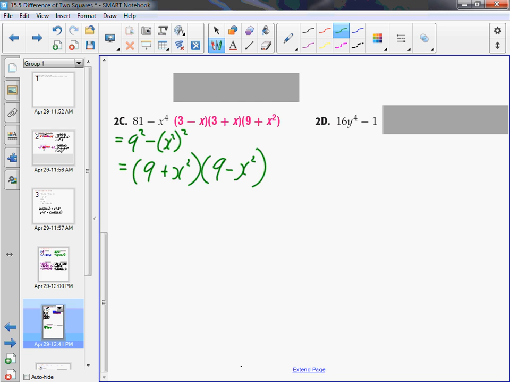Okay, so far? The first parentheses is a sum of two squares. That's not factorable. The second parentheses is a difference of two squares again, isn't it? What squared minus what squared? What's A? 3. What's B? x. So 3 plus x times 3 minus x. Questions? A little of the frustration going away? I love differences of two squares.